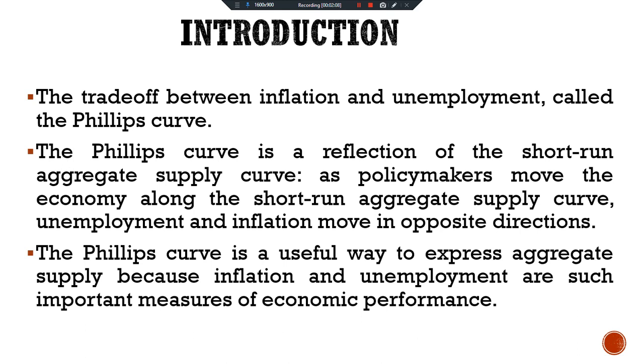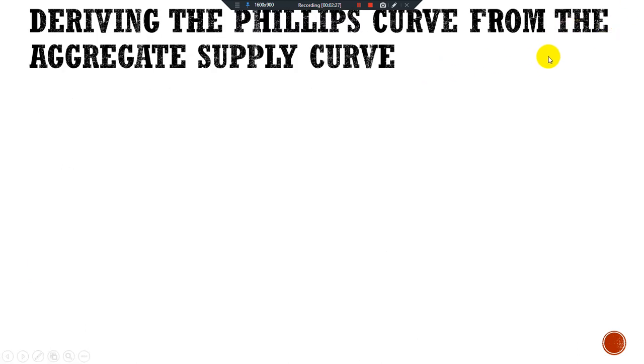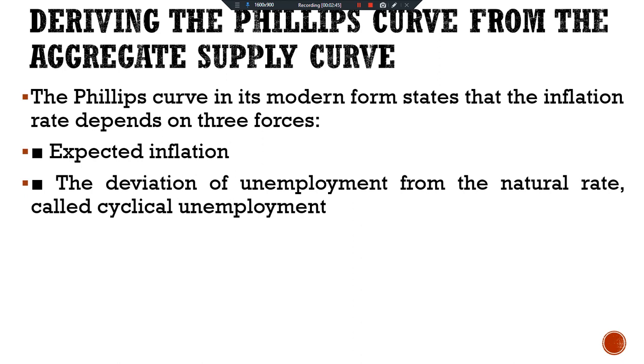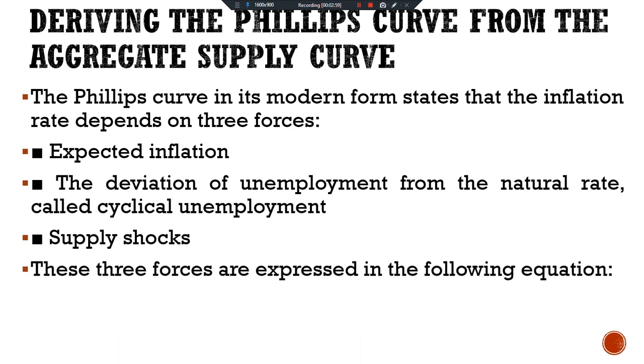The Phillips curve is a useful way to express aggregate supply because inflation and unemployment are such important measures of economic performance. So let's discuss deriving the Phillips curve from the aggregate supply curve. The Phillips curve in its modern form states that the inflation rate depends on three forces. First, expected inflation. Second, the deviation of unemployment from the natural rate, called cyclical unemployment. Third, supply shocks. These three forces are expressed in the following equation.